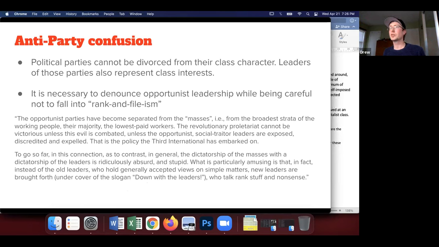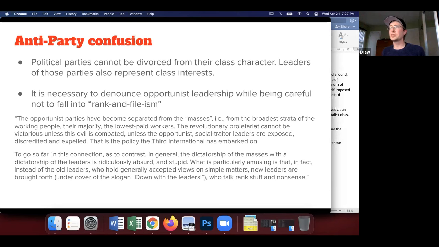And then here we've got another quote. The opportunist parties have become separated from the masses, i.e. from the broadest strata of the working people, their majority, the lowest paid workers. The revolutionary proletariat cannot be victorious unless this evil is combated, unless these opportunist social traitor leaders are exposed, discredited, and expelled. That is the policy the Third International has embarked on. So he's not very keen on the social traitor leaders, not going soft on them.